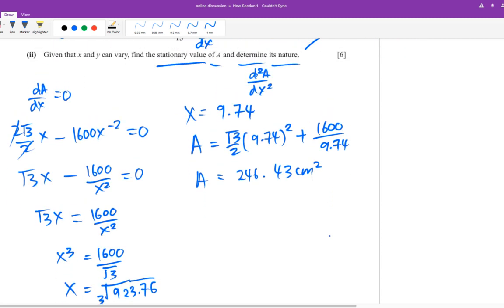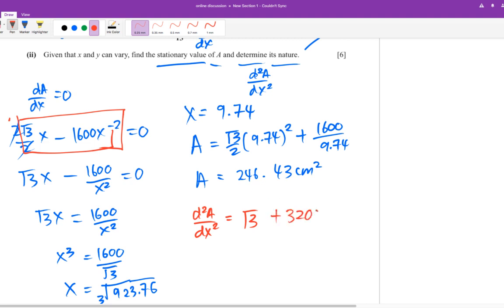So determine the nature, basically this one is your dy dx, right? So I will differentiate this one. So I will say d2A dx square will equal to square root 3, you give you square root 3, minus, this one will be minus, become positive 3200 over x power of 3. Alright, so then I will substitute my x value into here. So surd 3 plus 3200 over 9.74 power of 3 definitely is bigger than 0.